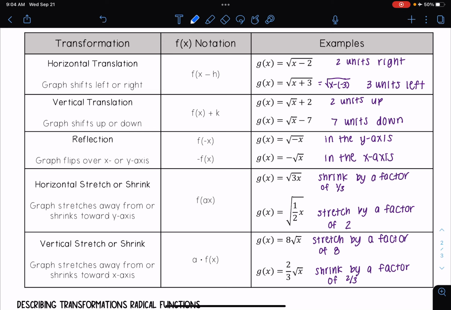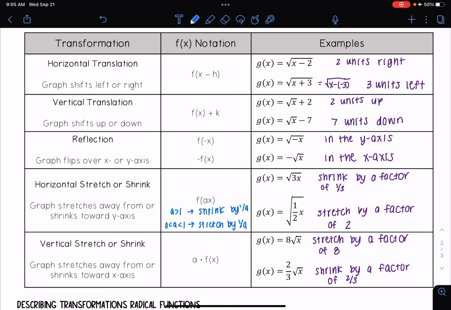So kind of reviewing that, horizontal and vertical are kind of opposite. For horizontal, if a is greater than 1, then it's a shrink, since you're really going to be taking the reciprocal of it. So it's going to be a shrink by a factor of 1/a. And if a is between 0 and 1, then it's going to be a stretch by 1/a.